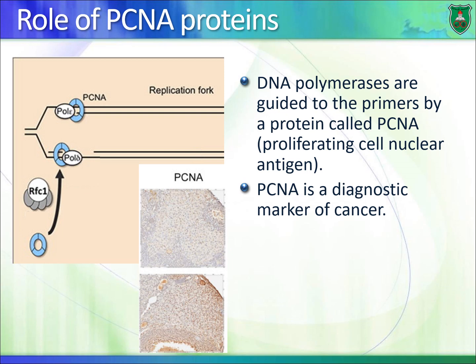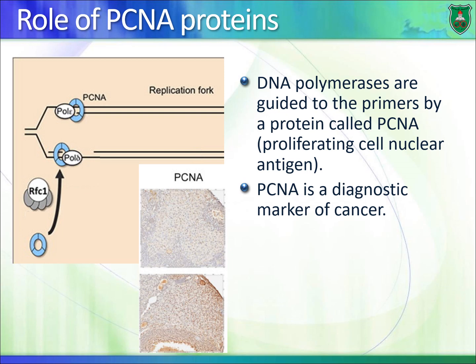Now there's another protein that is needed, and it's known as PCNA, or proliferating cell nuclear antigen. And what this protein does is that it guides the DNA polymerases to the primers. Okay, so it's needed for DNA replication, and PCNA is used in diagnosing cancer, so it is a marker of cancer.